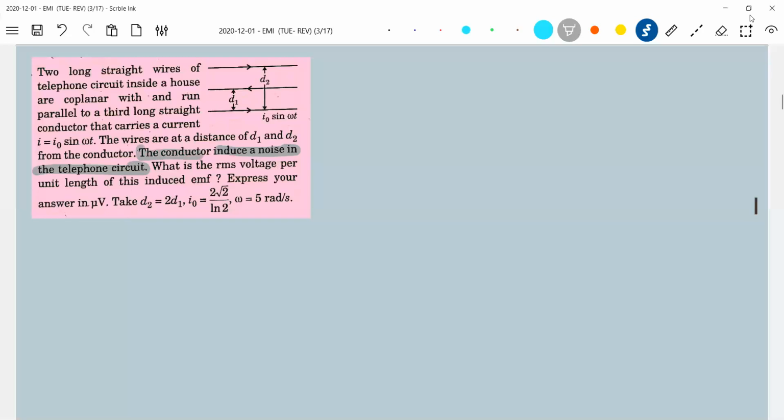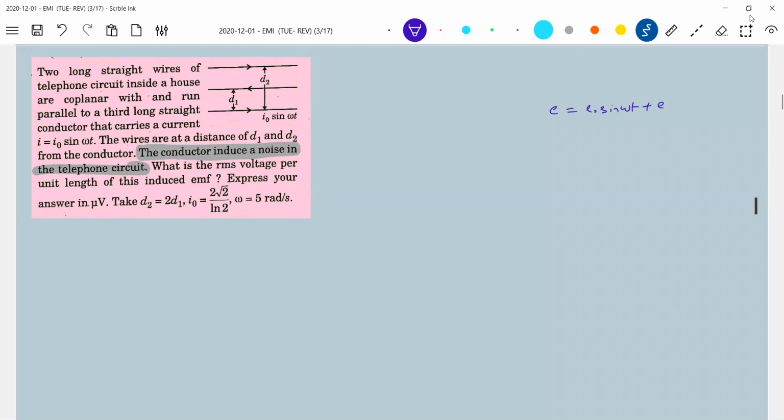Read the question. This sentence is something that will trouble a student at your level. What is the RMS voltage per unit length of this induced EMF? Why is it saying noise? I think something weird. When you rotate a loop in a magnetic field, we get an EMF induced, no? And what actually happens? We get signals of this kind.